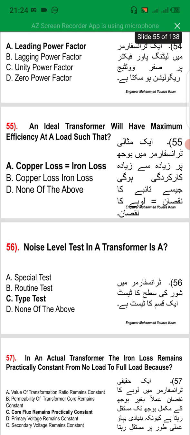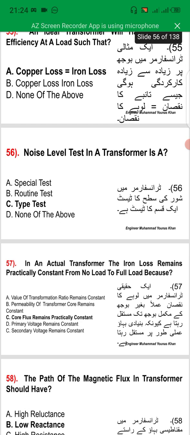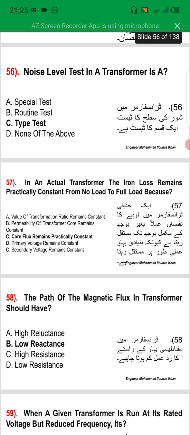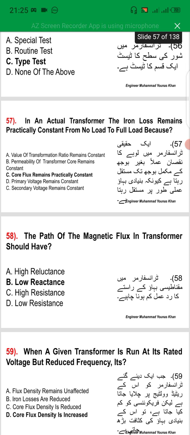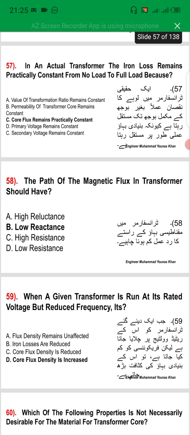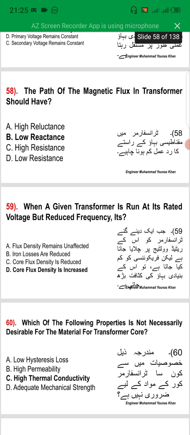Noise level test in a transformer is a type test. In an actual transformer, the iron loss remains practically constant from no load to full load because core flux remains practically constant. The path of the magnetic flux in the transformer should have low reactance. When a given transformer is run at its rated voltage but reduced frequency, its core flux density is increased.